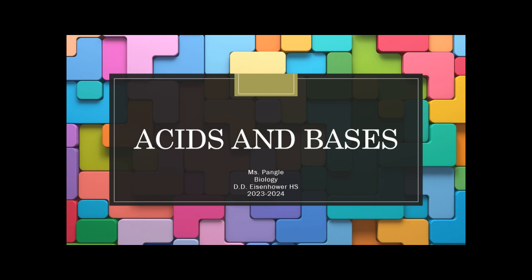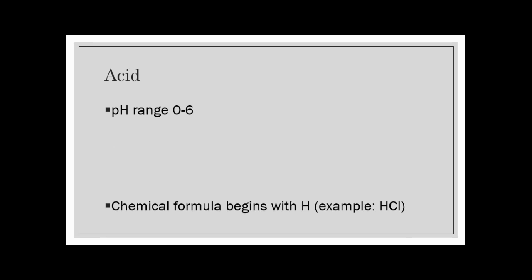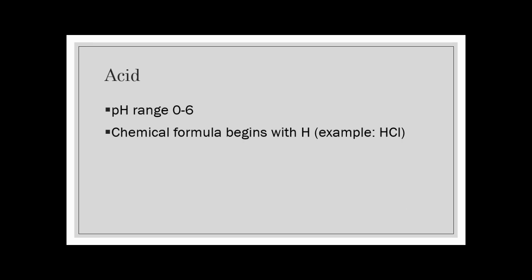Okay, here we go. Acids. What is an acid? Well, quick review. It has a pH range from 0 to 6, 0 being stronger, 6 being weaker. Acids have a chemical formula typically that begins with H. For example, HCl is the acid hydrochloric acid. And acids produce hydrogen ions, H+, when mixed with water.